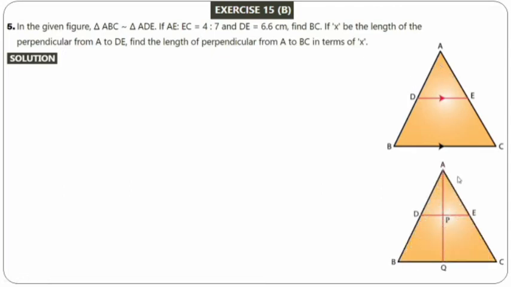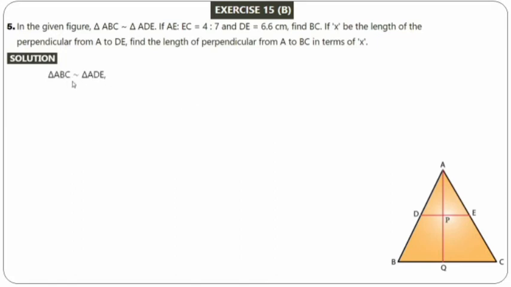So that's why let me use this diagram. From A, drop a perpendicular. That perpendicular will be perpendicular to both DE and BC. Let me call this point P and this point Q. I don't have use of this, so let me erase this. Let's make use of this diagram now.